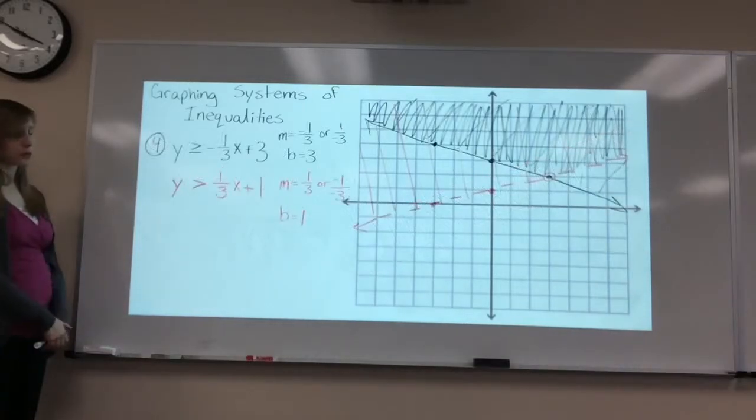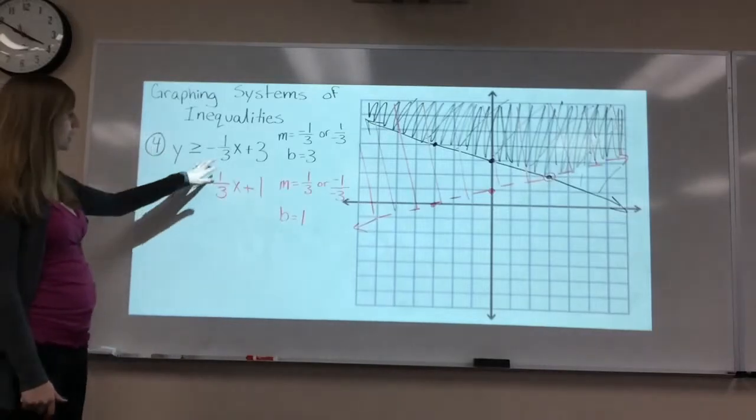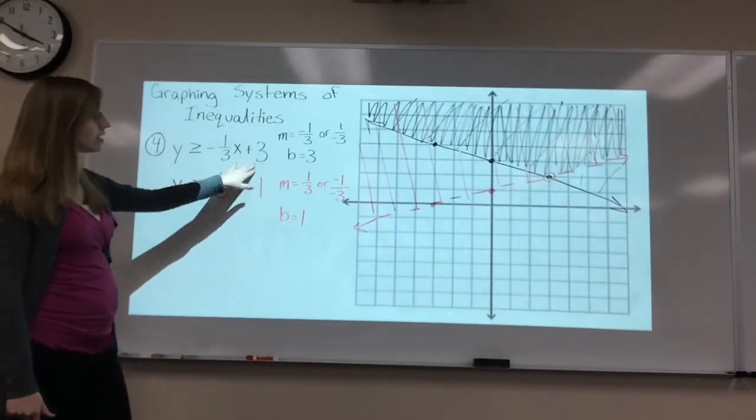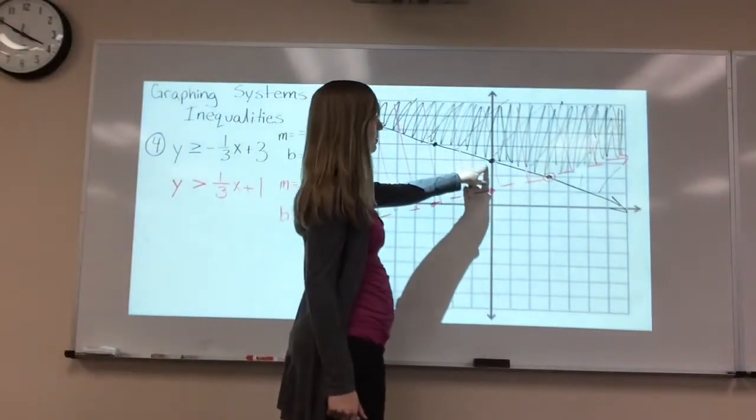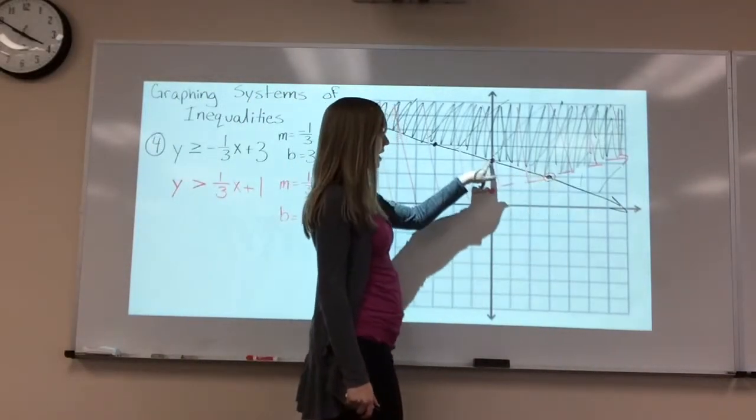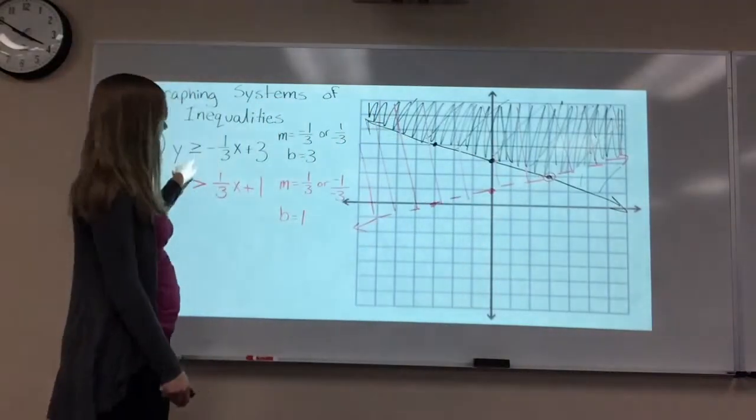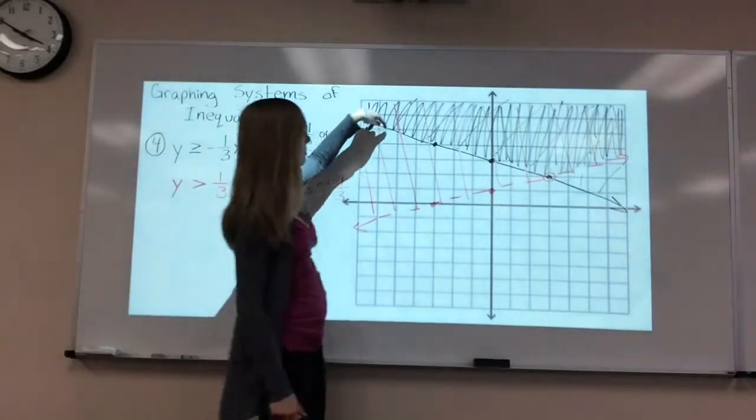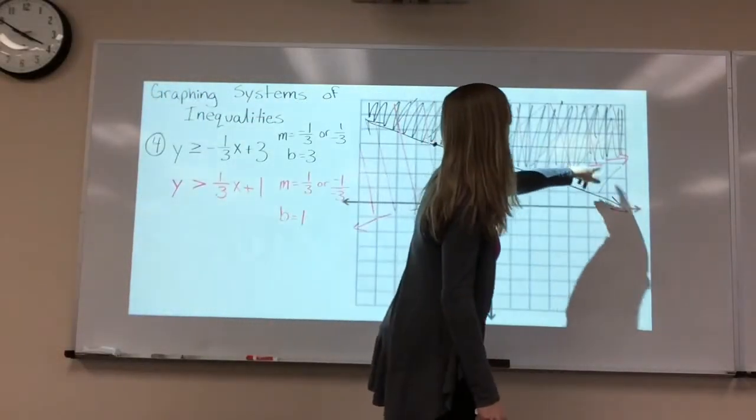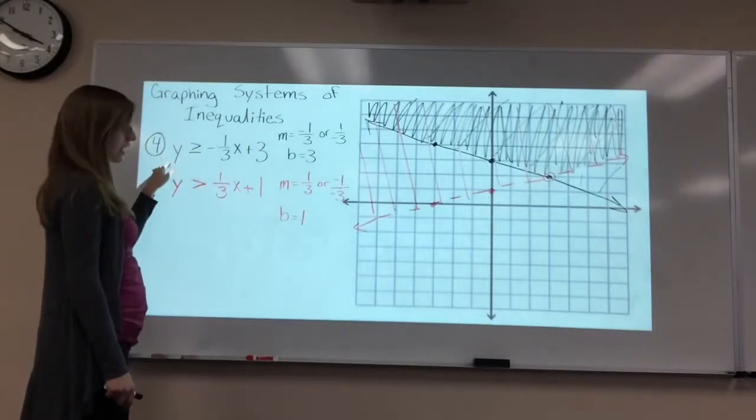For problem number 4, the first inequality is y is greater than or equal to negative 1/3 x plus 3. So I went up 3 first. My slope was negative 1/3, so down 1 to the right 3. The opposite would be up 1 to the left 3. I drew a solid line because of the equal to bar, and I shaded above the black line, my first one, because it's greater than. Okay, eating the y, shade the sky.